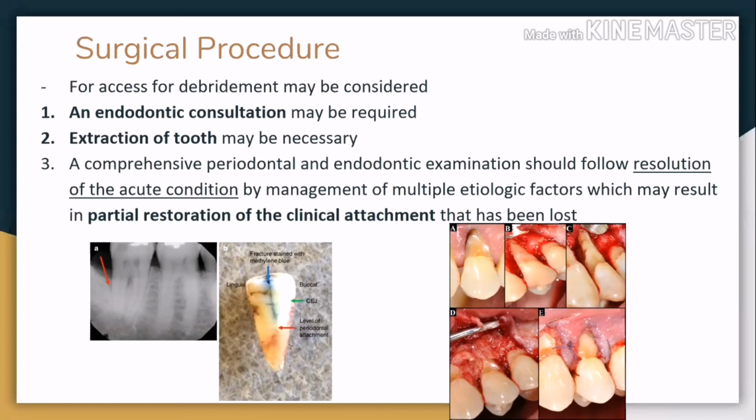A comprehensive periodontal and endodontic examination should follow resolution of the acute condition by management of multiple etiologic factors, which may result in partial restoration of the clinical attachment that has been lost. In patients where the condition does not resolve, additional evaluation and therapy is required.